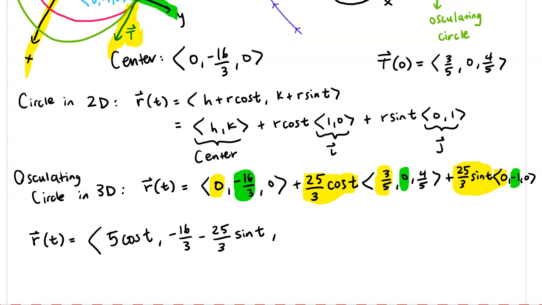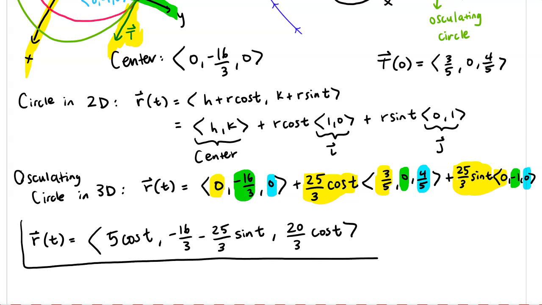And then let's add the z components now. So I have 0. I need to multiply 4/5 times 25 thirds cosine of t, and then the last part is 0. So let's see, 25 divided by 5 is 5. 5 times 4 is 20. So that's going to be 20 over 3 cosine of t. And here is our final answer for the equation of the osculating circle.